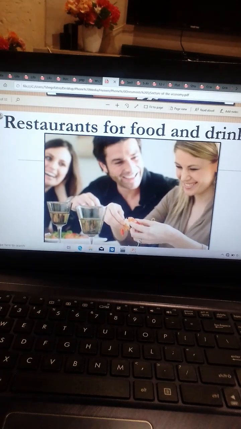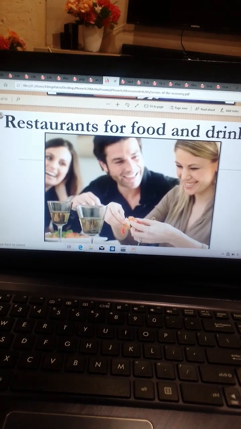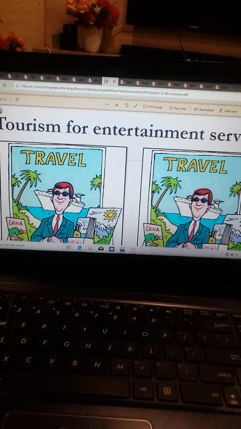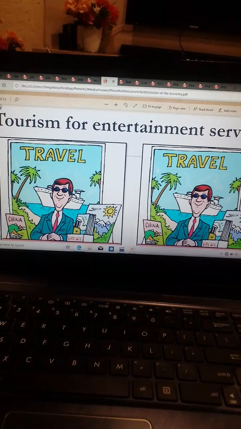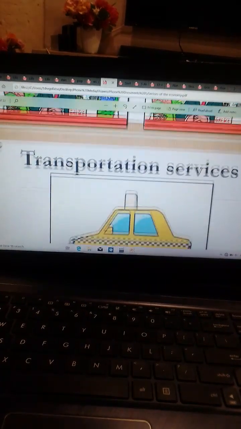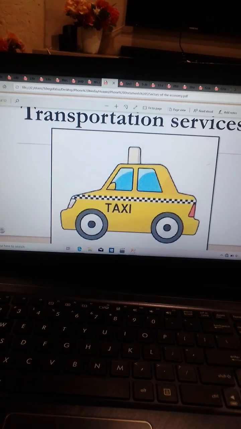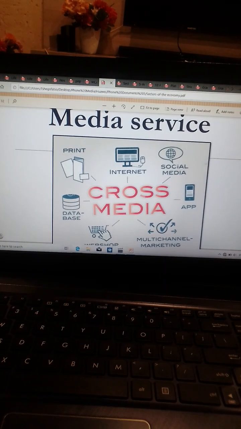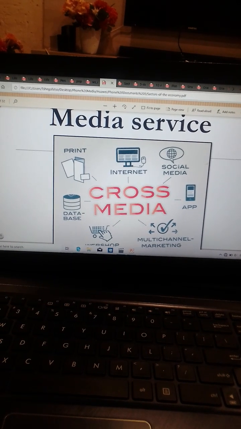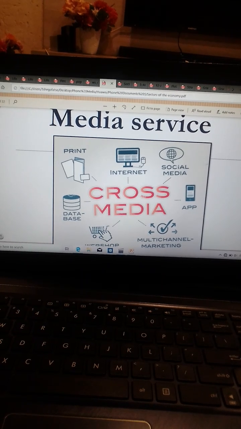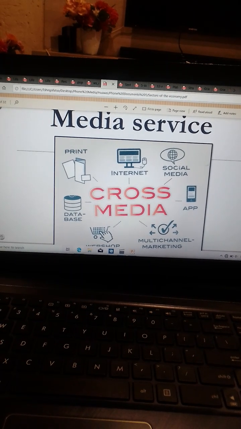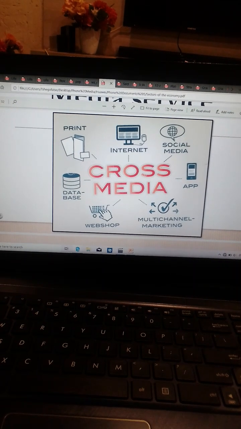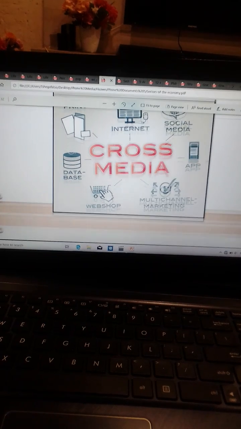Restaurant for food and drinks, right? So this is retail. Tourism for entertainment services. Remember, this is travel and tourism. Transportation services. This is actually travel. The previous one was tourism. Media services. So print media such as your newspapers, the internet, social media, smartphone apps, databases, web shops, as well as multi-channel marketing.